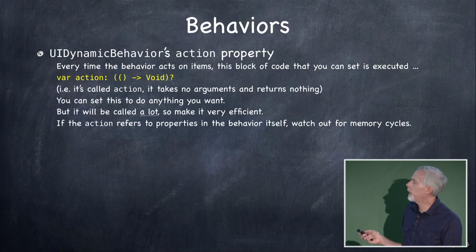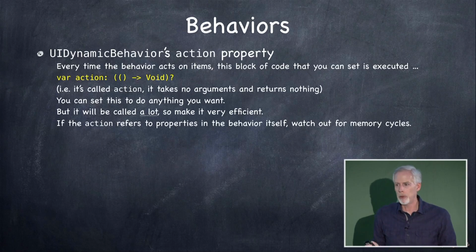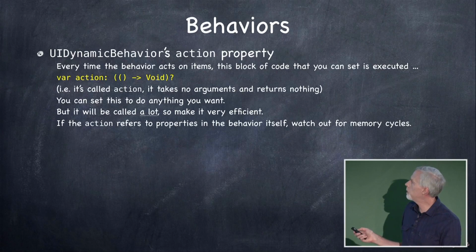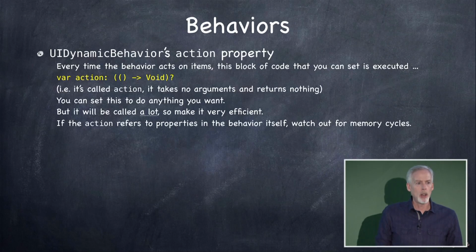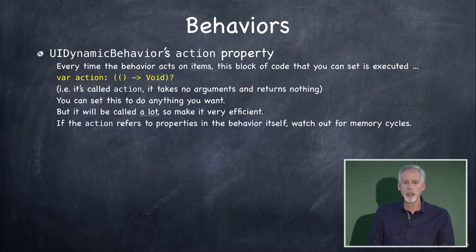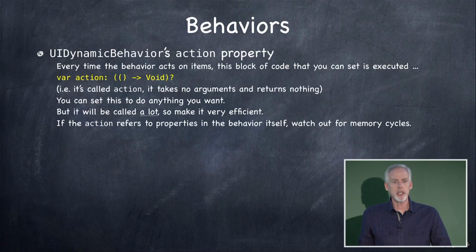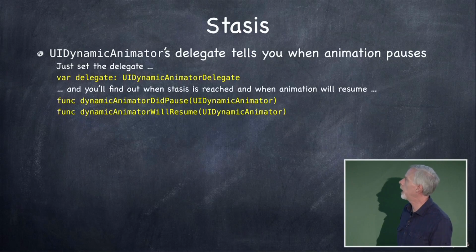Now, one of the uses we can make of this is that push behavior conundrum. You've got an instantaneous push, it's already pushed, now you want to remove it. Well, this would be a great way to do it. Just set the action of the push behavior to remove itself when you're done. And this is what it would look like.